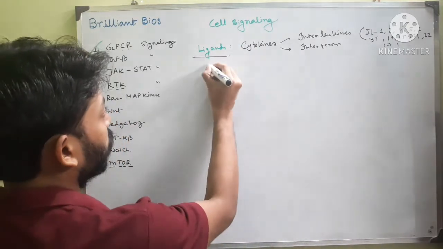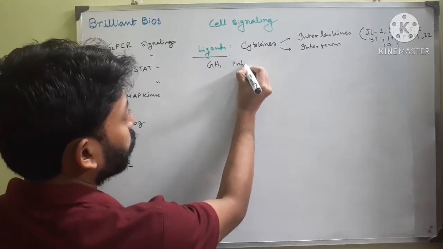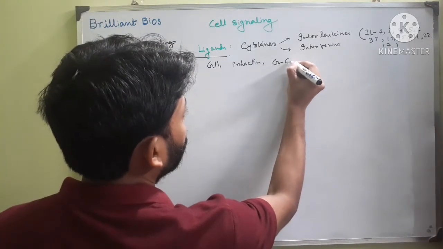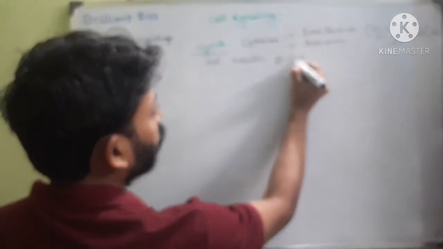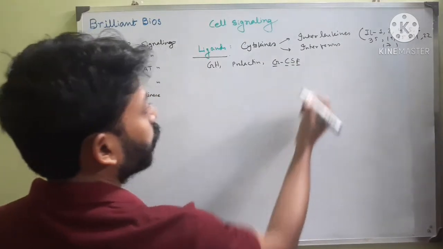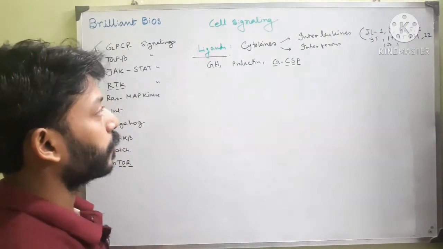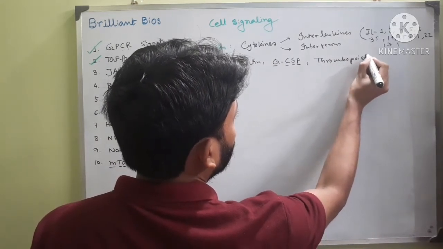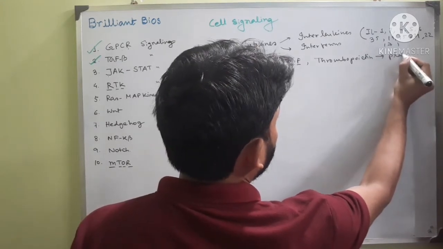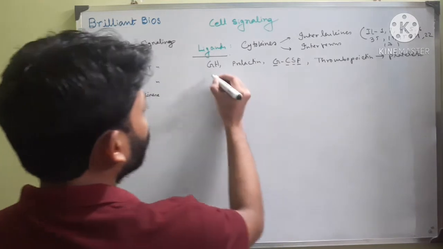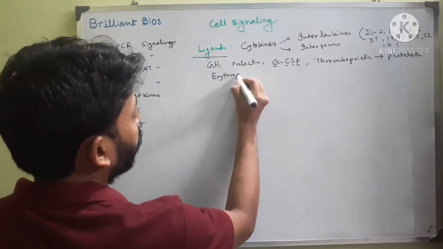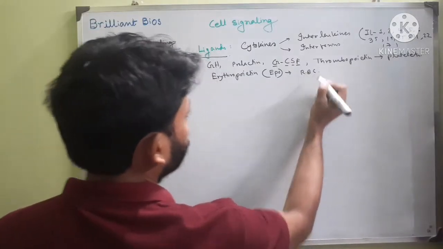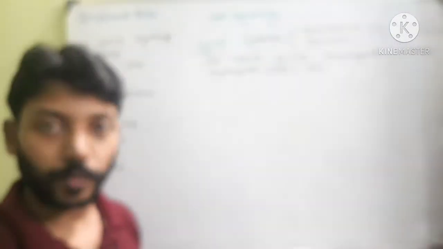Okay, another is some hormones like growth hormone, prolactin that helps in milk secretion, then GCSF. GCSF means granulocyte colony stimulating factor. CSF, colony stimulating factor, granulocyte colony stimulating factor. Then thrombopoietin. This thrombopoietin helps in the production of platelets. Another is called erythropoietin. In short, we call it EPO. It helps in the production of RBC, red blood cells. So these are the major ligands of this pathway.